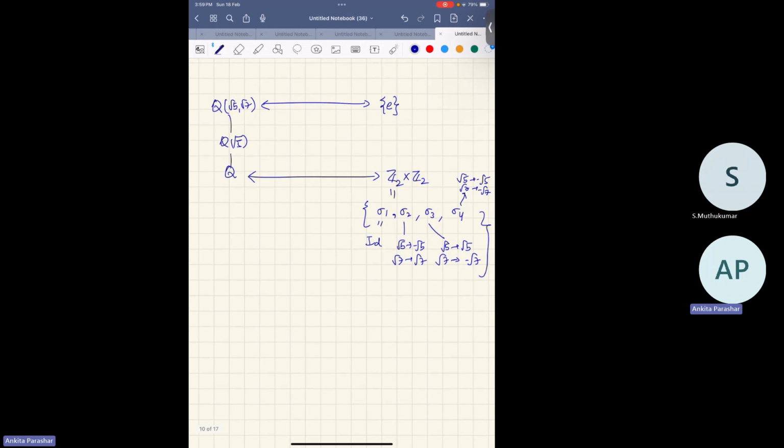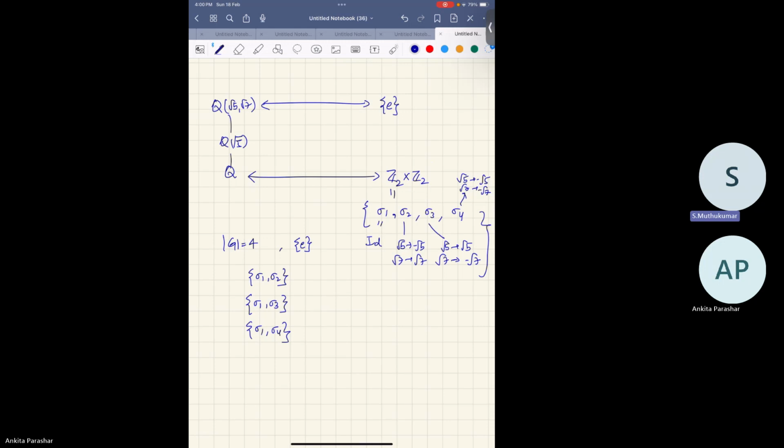So how many subgroups can you possibly form from this group? The group has order 4, and we have the trivial group between. How many possible subgroups do we have? Sigma 1, sigma 2; sigma 1, sigma 3; sigma 1, sigma 4. Anything else?